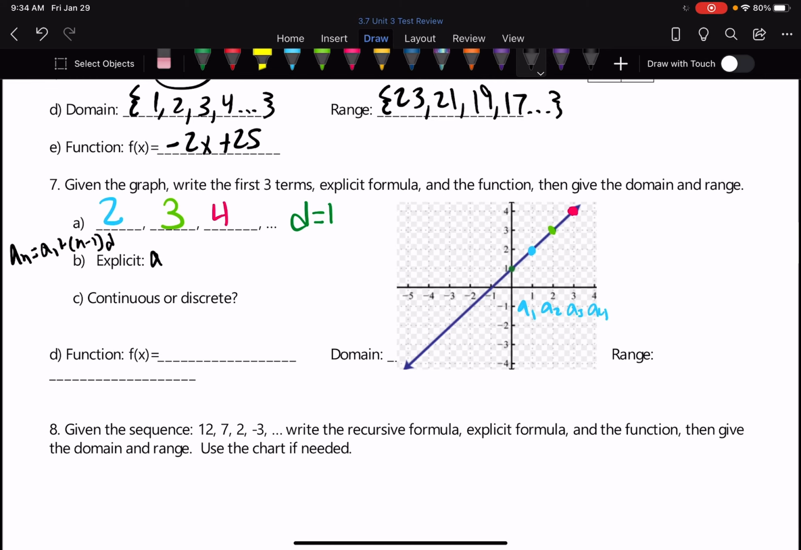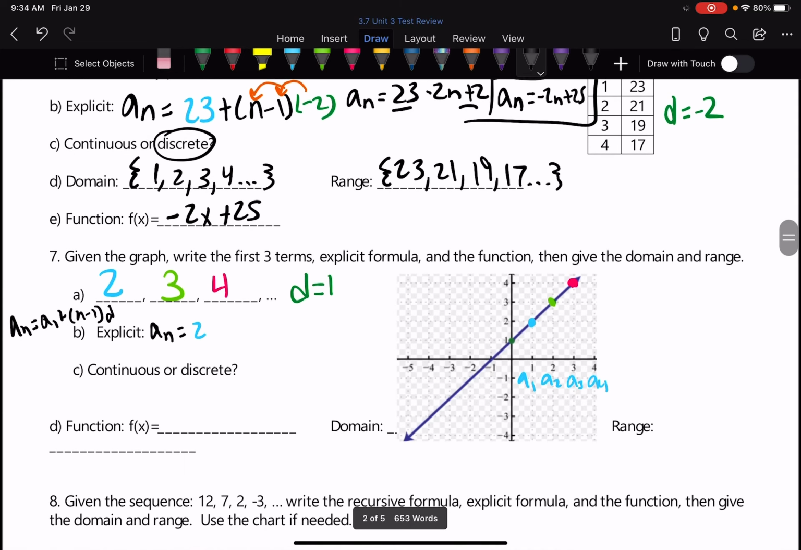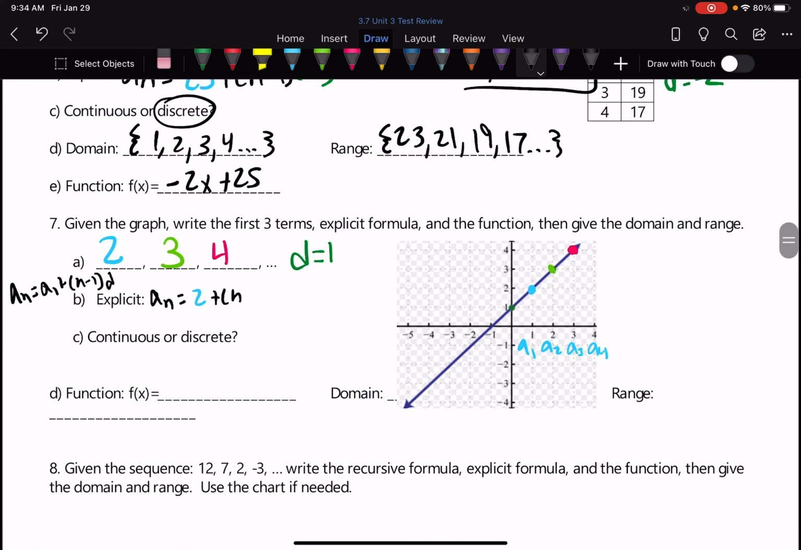So I've got a sub n equals 2 plus n minus 1 times 1. Anything multiplied by 1 is itself. So I have a sub n equals 2 plus n minus 1. So my a sub n equals n plus 1.